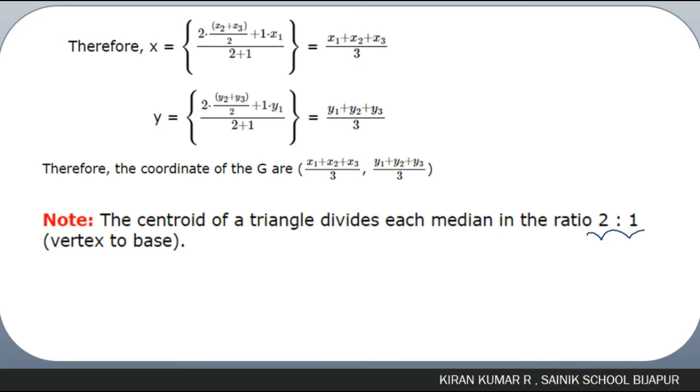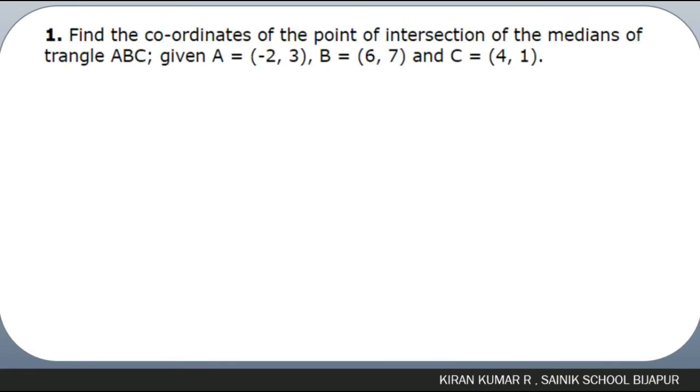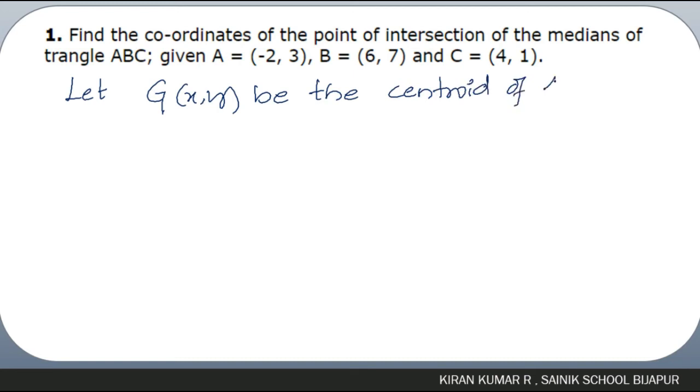Let us solve few questions based on centroid of a triangle to find coordinates of the point of intersection of the medians of the triangle ABC. Here x1 is -2, x2 is 6, x3 is 4, y1 is 3, y2 is 7, y3 is 1. Let G x comma y be the centroid of triangle ABC.